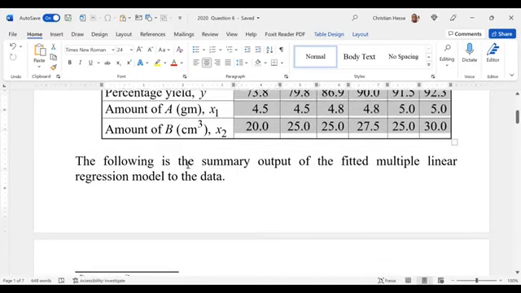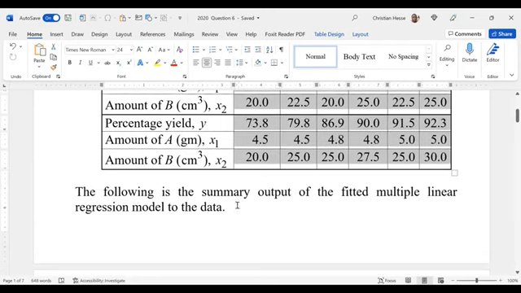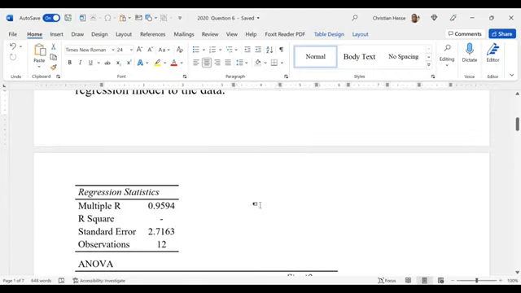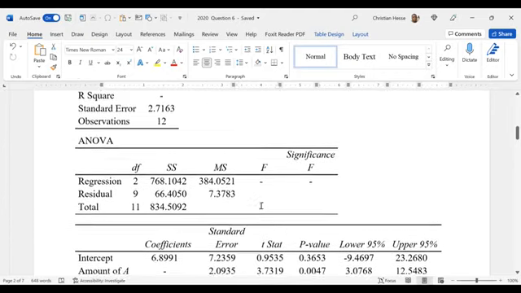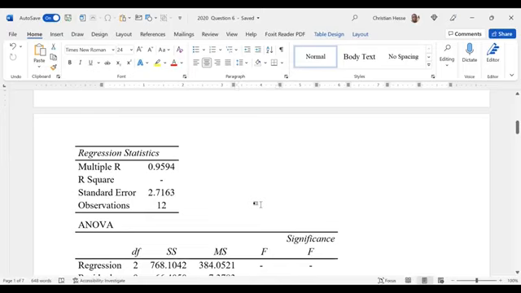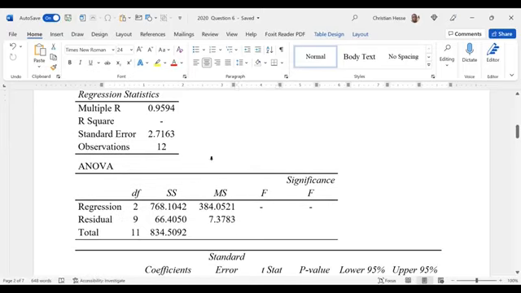Okay, so don't worry about the data because the summary or the output is given. You just have to use the summary to answer all the sub questions given. The following is a summary of the output of the fitted multiple linear regression model to the data. It was produced from Excel. So this is the output.